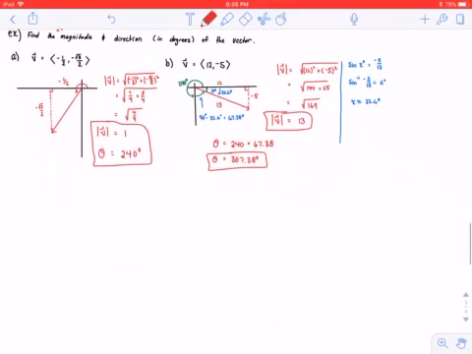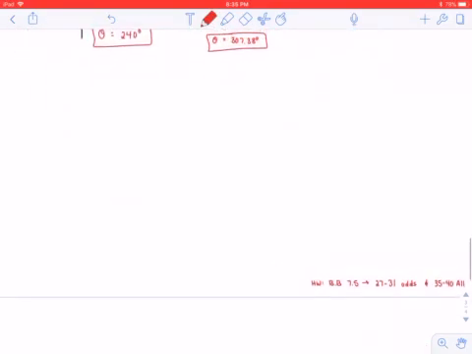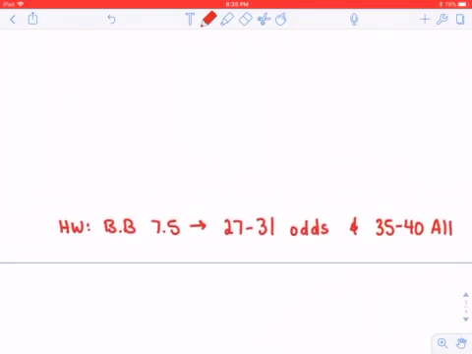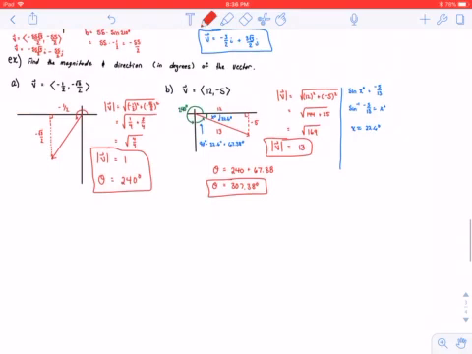So for practice on these, you'll see the homework down here. It's still the blue book. We're just kind of working through that section. So we stopped at 25 last time. So we're going to keep working through the odds because you can check the odd answers as you go through. Make sure you're doing it right. So you're doing 27 through 31 odds, but then 35 through 40, I want you to do all of those because these are the trickier ones, and I want to make sure you're getting some practice with them. That's those last two that I did.